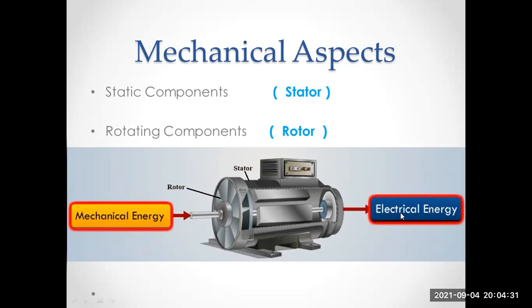Okay, and as far as the energy is concerned, you know that there can be two options. Either the energy can flow from left to right, that is mechanical to electrical, or it can flow from right to left, electrical to mechanical energy. Depending on that, we have two types of machine, generator and motor. If mechanical energy is converted to electrical energy, that is left to right, it will be called a generator. If the flow of energy is from right to left, that is electrical to mechanical, it will be called a motor. Got my point?